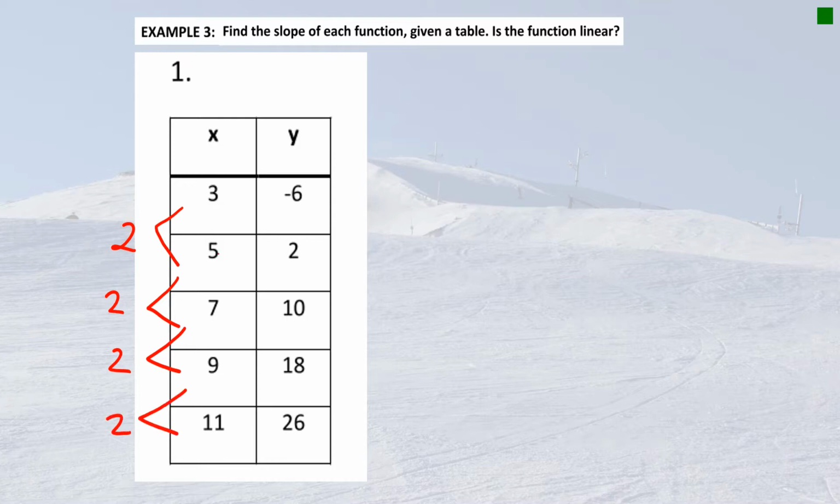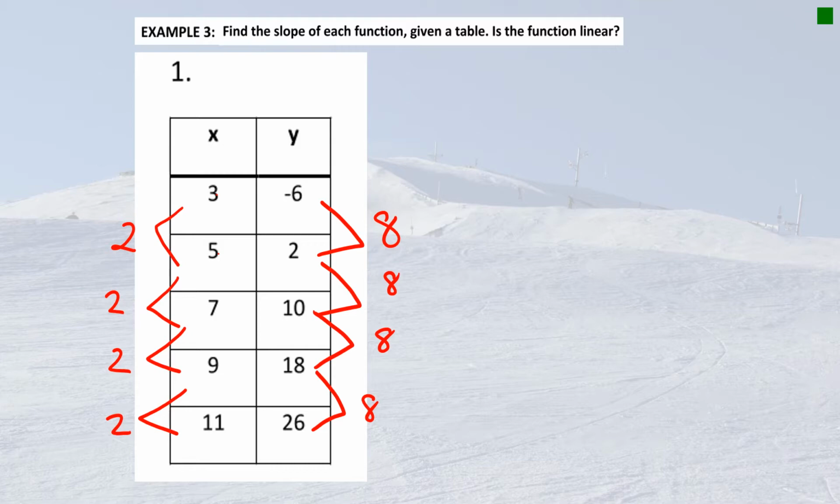So that's x minus x, x minus x. So when I do my y minus y, I have 2 minus negative 6. So I have 8. Here I have 10 minus 2, which is 8. Here I have 18 minus 10, which is 8. And here I have 26 minus 18, which is also 8.